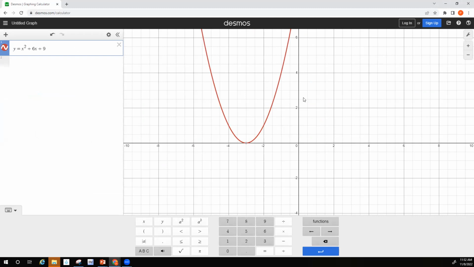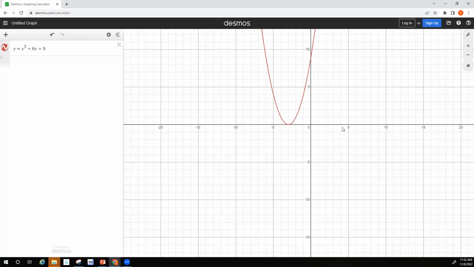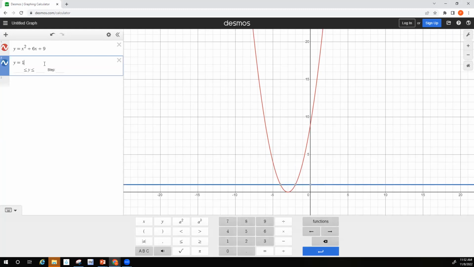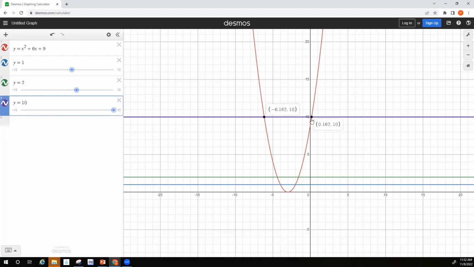So here, are there any horizontal lines that are going to cross that graph more than once? Yeah, all over the place, right? We have y equals 1, y equals 2, y equals 10. All those lines are crossing twice. So because they cross twice, the inverse of this is not going to be a function.